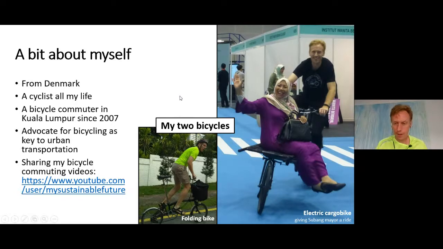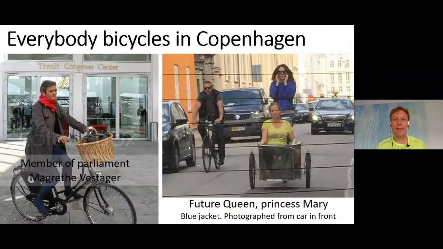Okay, so in Copenhagen, everyone cycles. Here's a few photos. The lady on the left is one of our members of parliament, and on the right, the one in the blue jacket is actually the future queen of Denmark, who's giving one of her friends a ride in a cargo bike.